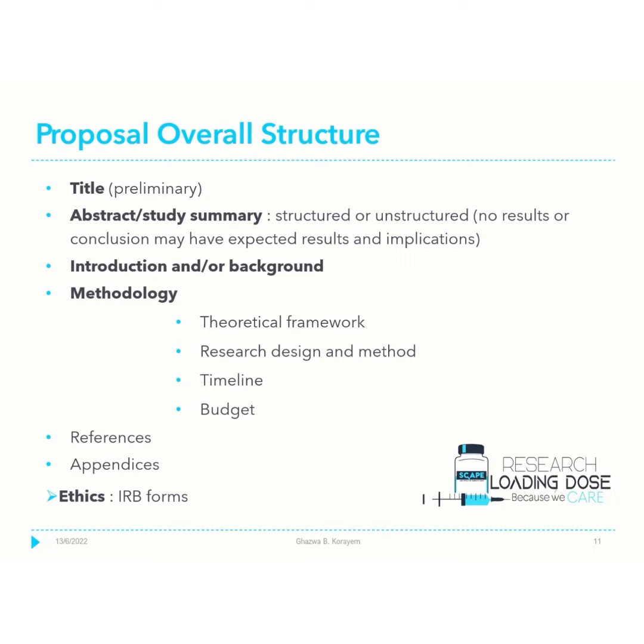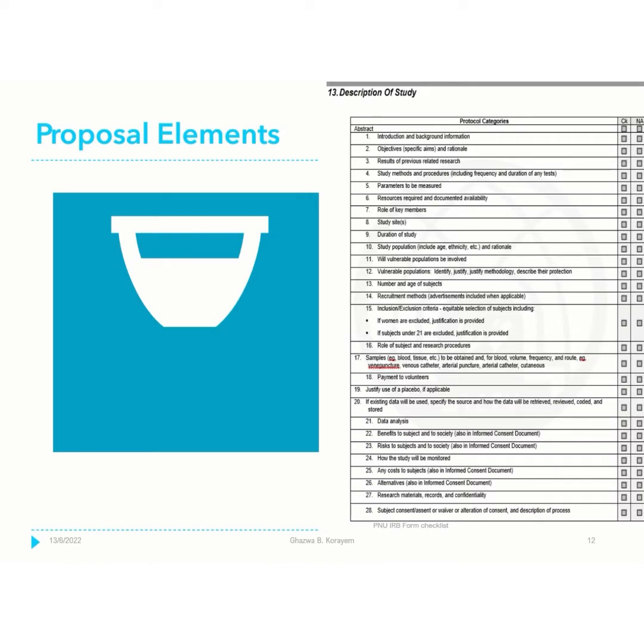And then you will have the introduction or the background, methodology, references, appendices if you have any, and any ethical approval forms that you are required to fill. So here we can have some of the checklists related to an IRB form. You can see the first 3 elements related to the introduction, the objective, and results of previous literature are mainly part of the background or introduction of any proposal, while all of the remaining elements, starting from the parameters to be measured, the resources, the study sites, and the duration, are all related to the methodology. And you can see how extensive the methodology section is in a proposal.